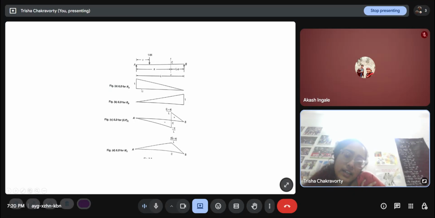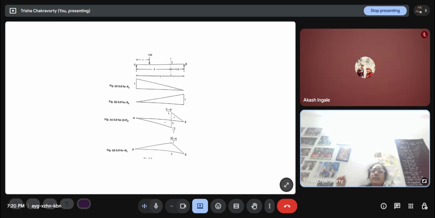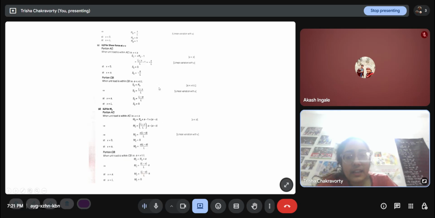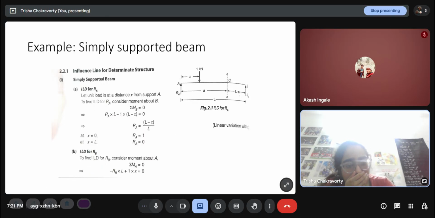And you can see that at any point RB and RA will add up to give us 1, which is exactly what we know from the general equation of equilibrium along the y-axis. Sigma Fy equal to 0 will be RA plus RB equal to 1. So the influence line diagram of RA and the influence line diagram of RB will at any point add up to give us 1. Then we are looking at the influence line diagram for shear force at XX.